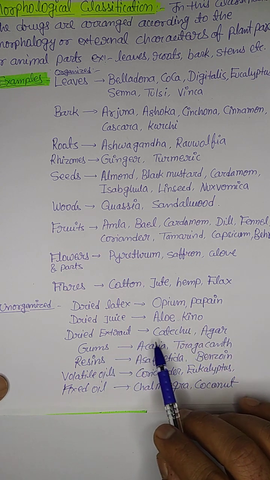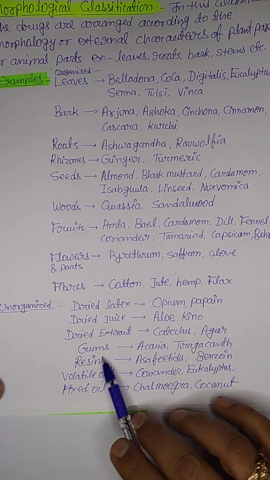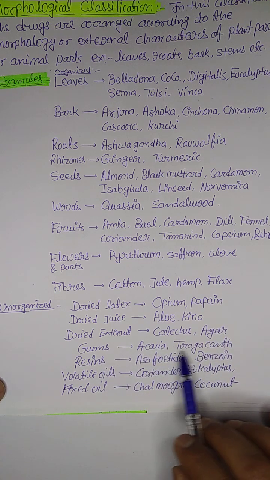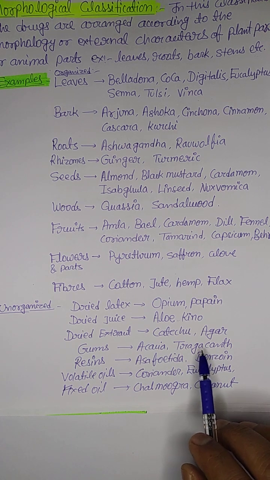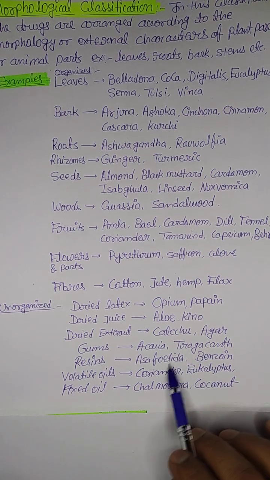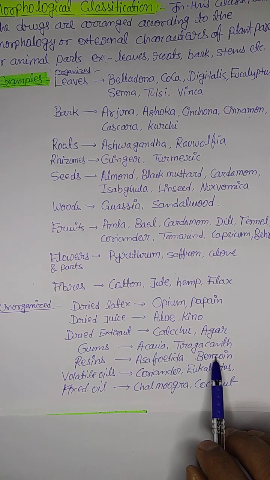Then dried extract, we can write the black catechu and pale catechu. Agar can be useful. Gum, we are having acacia tragacanth, again it is there in Unit 4, so you can write this down. Even agar is also there. Resin, asafoetida, that is hingu or hing. Benzoin, like dhupam, nothing but that. So A, B: asafoetida, benzoin.